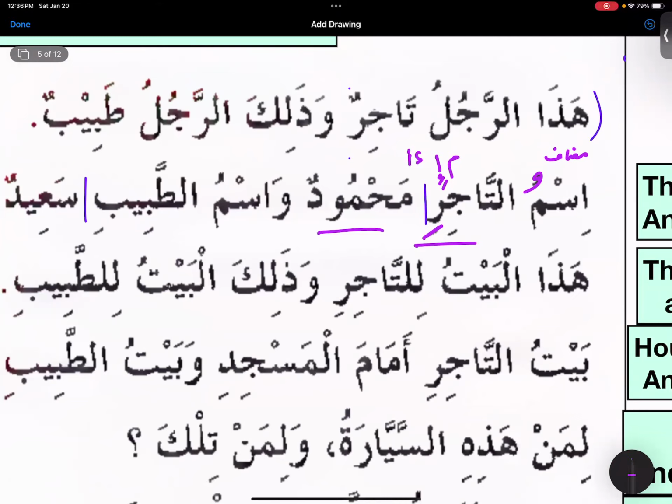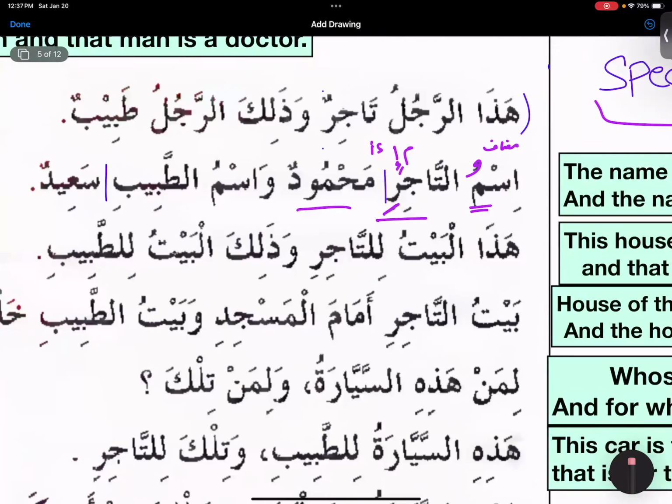Right? And Ismu Tajiri, if I ask you, what is the type of this Ismu? Not status, what is the type? When I say type, your answer should not be Rafa. It's proper. How is it proper? Because the mudaf ilayhi At-Tajiru has al on it, so that is making our mudaf proper. So we can say this idafa fragment is proper.